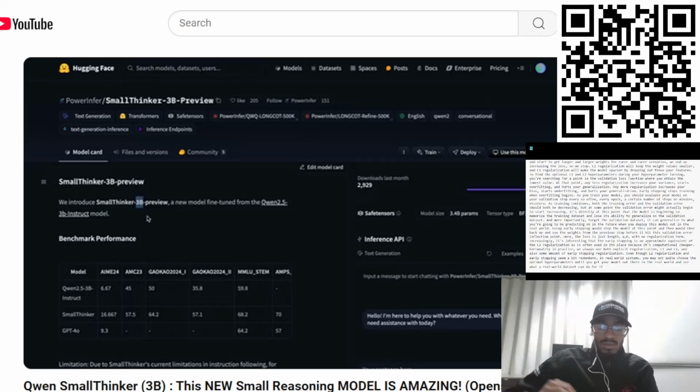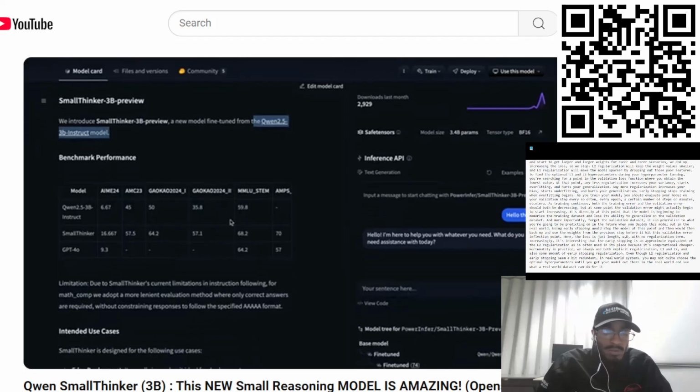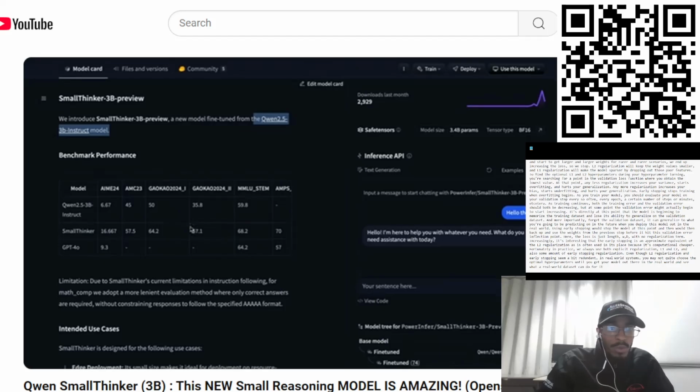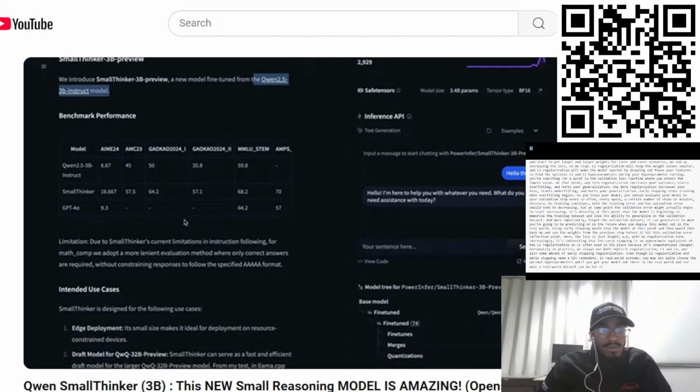SmallThinker is supposed to be a reasoning model, but the best part is that it's only 3 billion parameters. It is fine-tuned from Qwen 2.5 3B as well, which is a good small model. The developers of this model have also shared some details about it, including these benchmarks.